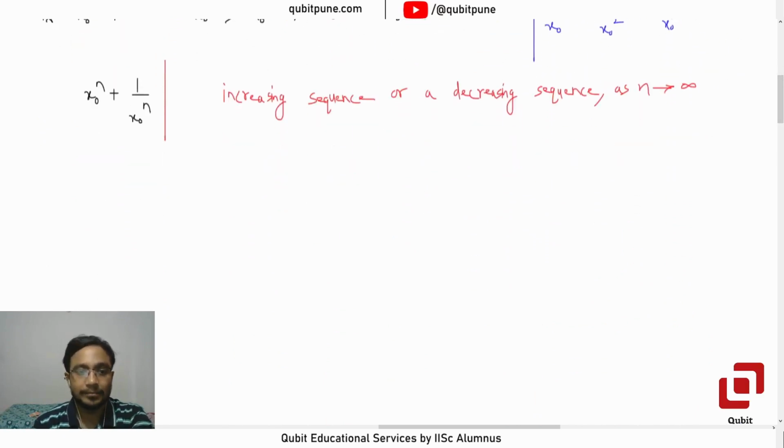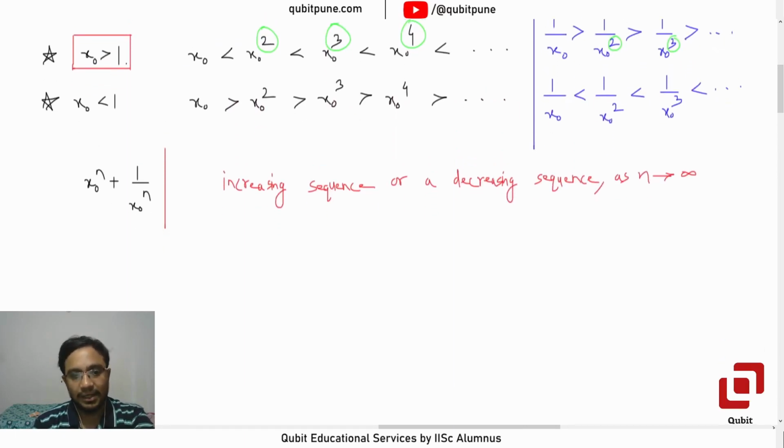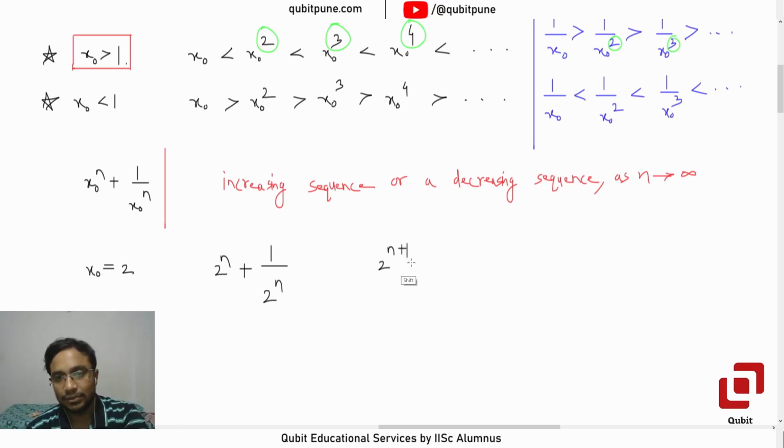Now look, x naught is already greater than 1, that's what we have said, and we can choose a representative number for that. So let us consider x naught as 2, and then what will we get? We will get 2 raised to n plus 1 upon 2 raised to n. And we have to now decide whether 2 raised to n plus 1 plus 1 upon 2 raised to n plus 1 is greater or less than this.